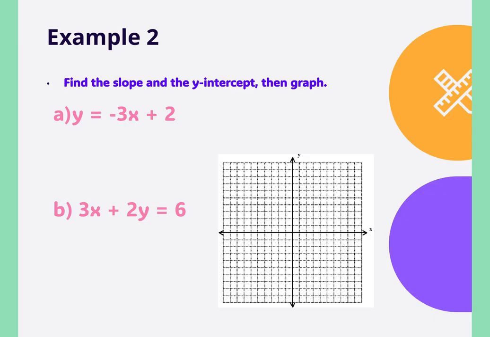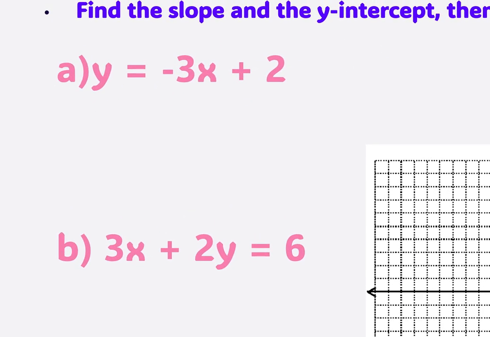All right, example 2 says find the slope and the y-intercept and then graph it. So notice A is already in slope-intercept. B is in standard form. So let's do A first. What's the slope of this line? Negative 3, right? And in fraction form, because we need rise over run, it'd be negative 3 over 1.